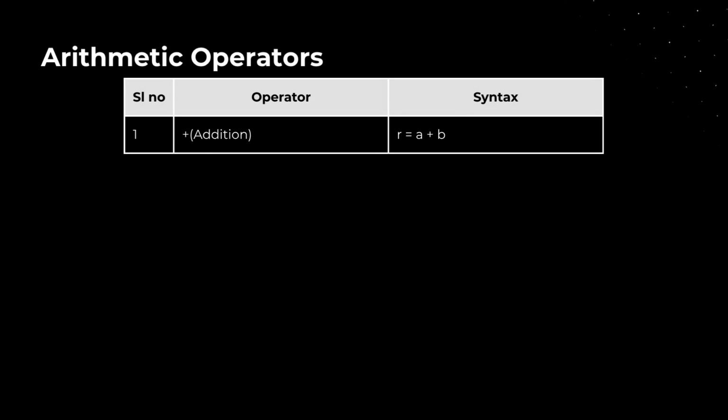For addition, the syntax is R = A + B. This operator is used to add two operands. For example, if A is equal to 15, B is equal to 10, then A + B is equal to 15 + 10, which is equal to 25.